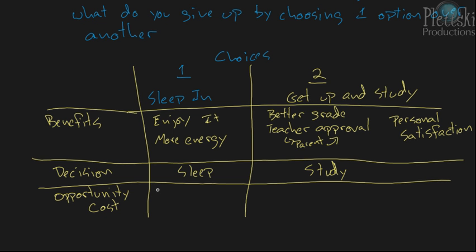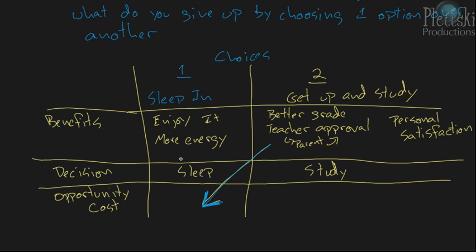So the cost is actually going to be the same thing as the benefits from the alternative. So we can just draw a line from the alternative. The opportunity cost of sleeping in is going to be getting a better grade on the test. Your teacher and parents may not like you anymore, or you may just feel bad about yourself. You don't get any personal satisfaction. So you could list them all out. I'm just going to draw an arrow.